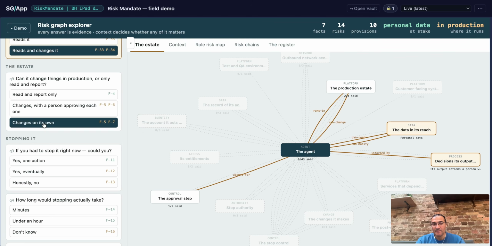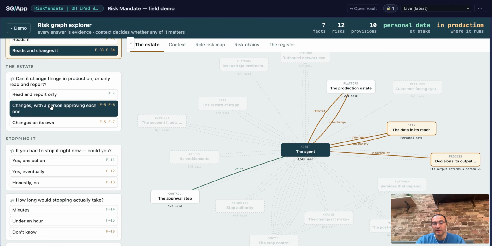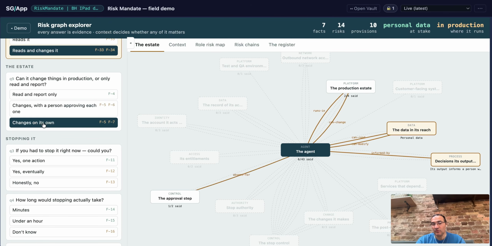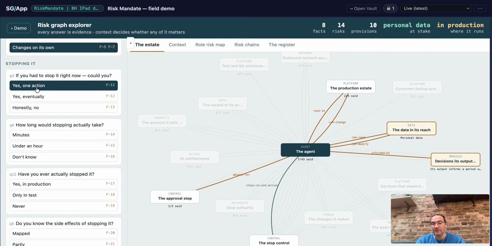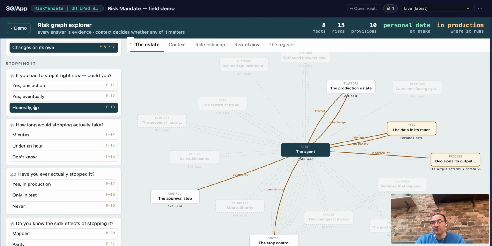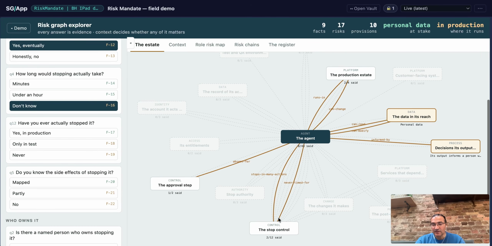So you start to map, for example, how it's done, right? With a personal approval or change it on its own. So this is where you take that to the next level. So it changes on its own, right? So how do you stop it? Let's say you have an action to stop, or eventually you can stop, or we don't know how to stop it. And how long should we stop it? Is it minutes, an hour? Don't know. So you start to see again, the stop control.